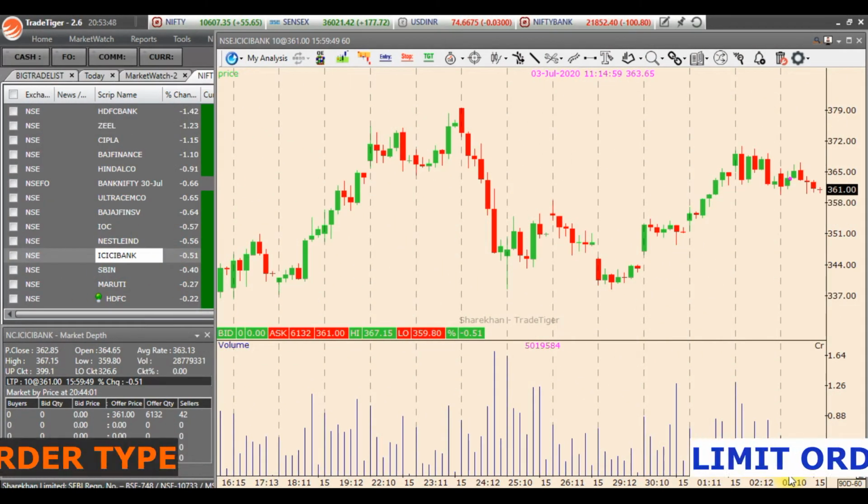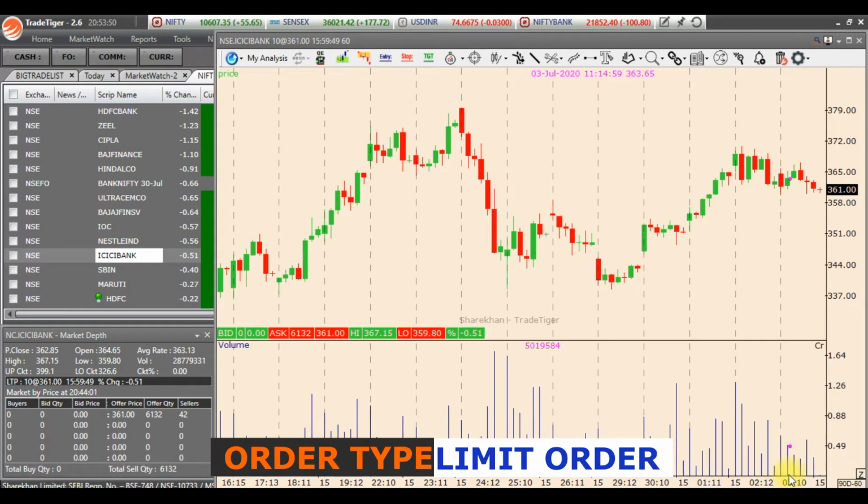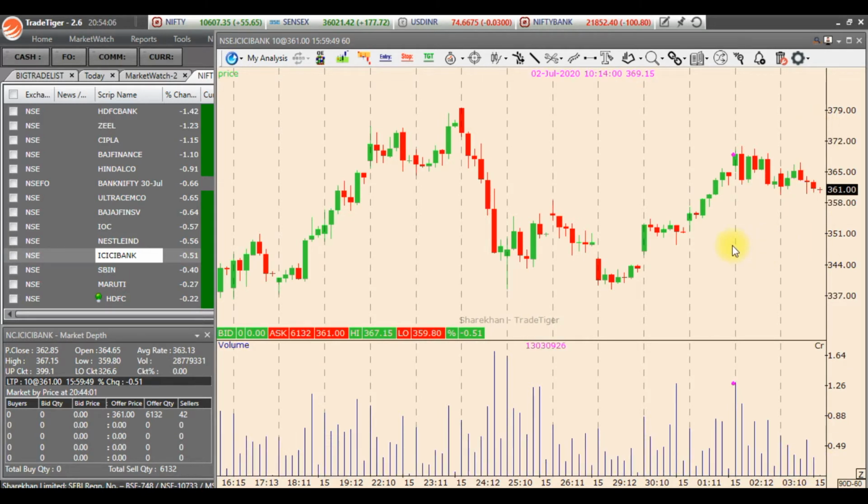Let's see our first order type, that is the limit order. When you want to buy a stock below market price, or if you want to sell above market price, then you have to use limit orders. For example, right now the current market price of ICICI Bank is 361. If you want to buy at 351, then you have to place a limit order.